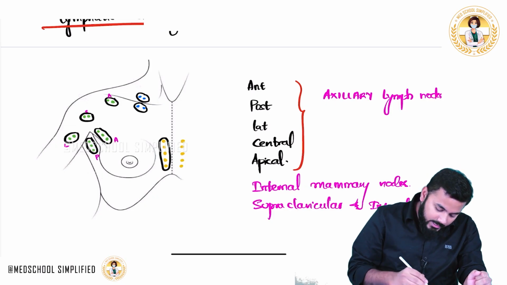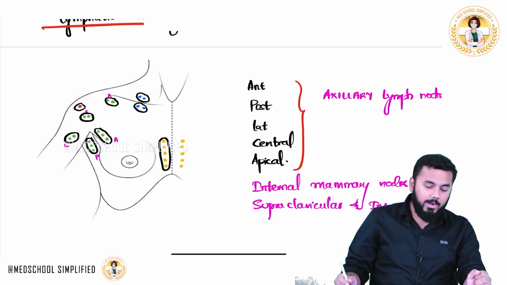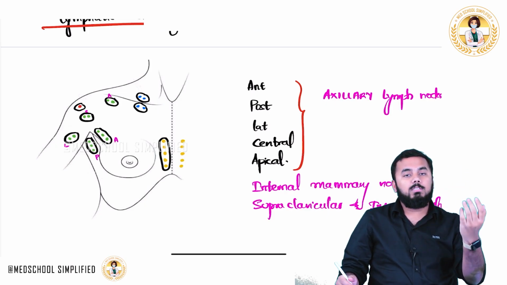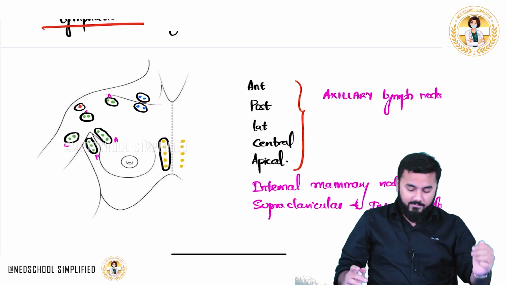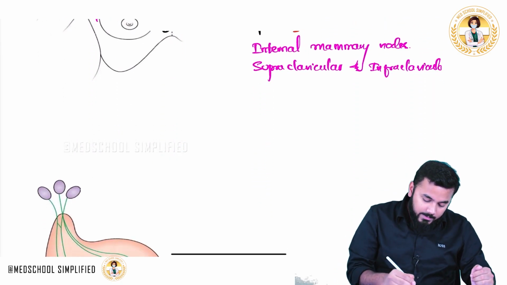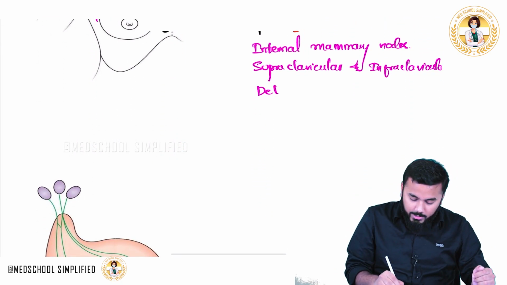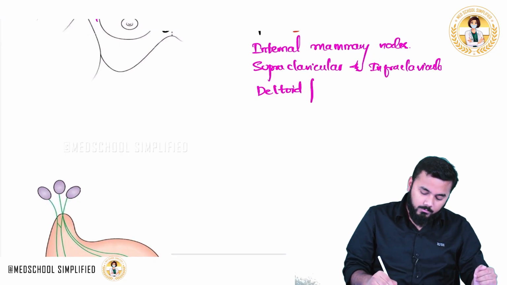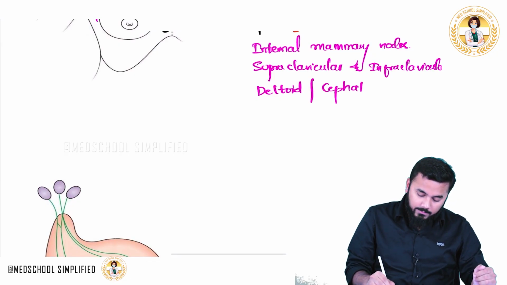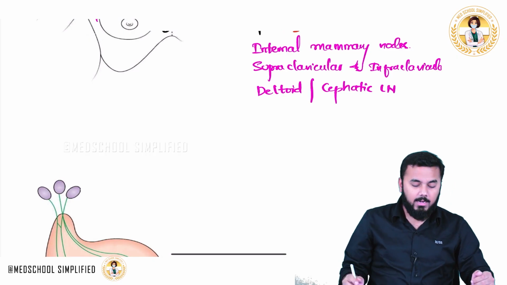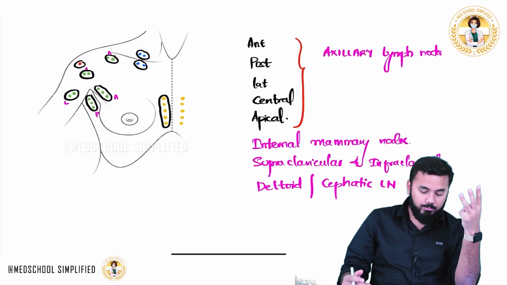Even in the deltoid region here we have got a lymph node. This is called the deltoid lymph node. It is also called the deltoid or cephalic lymph node. And finally, we are just left with three groups of lymph nodes.